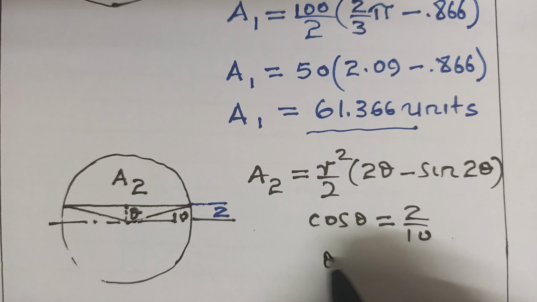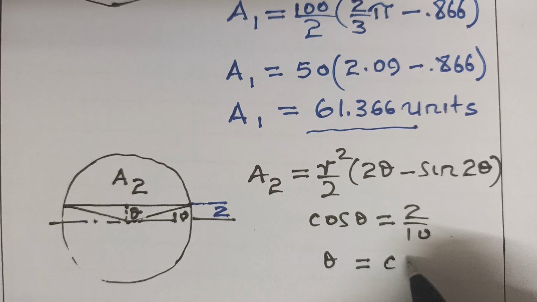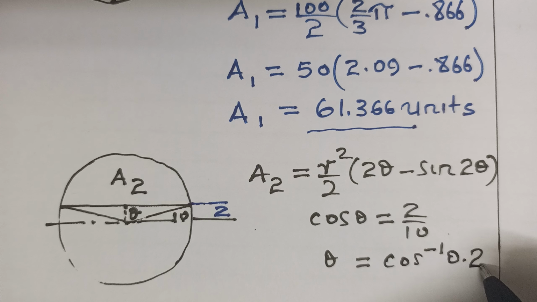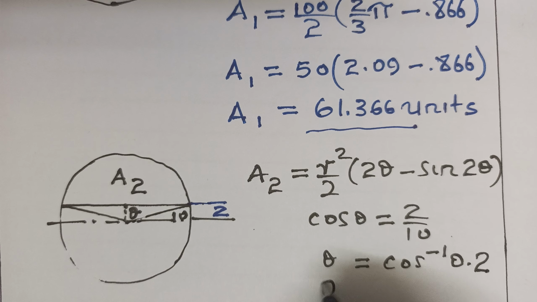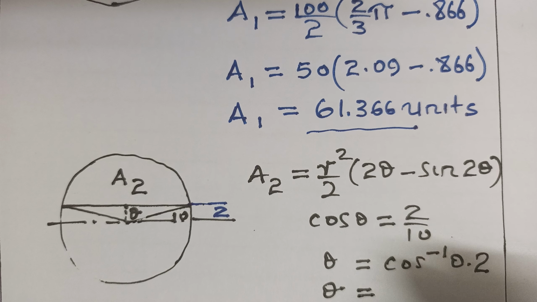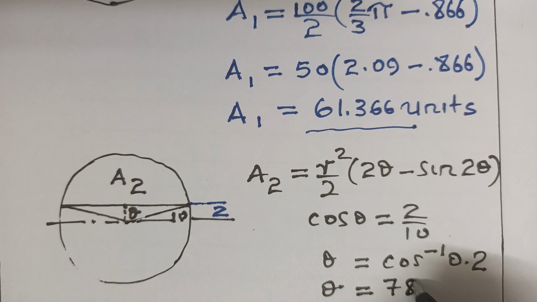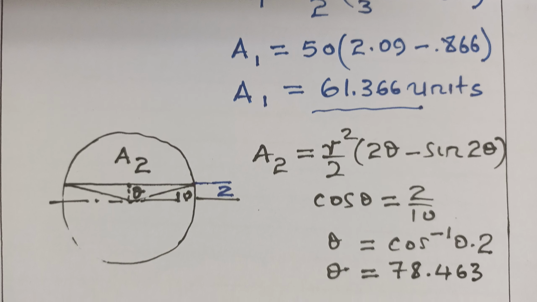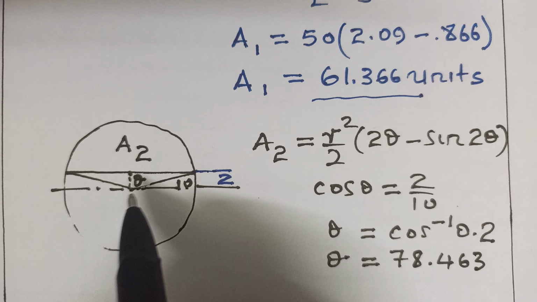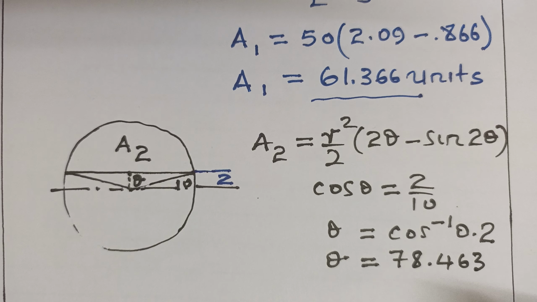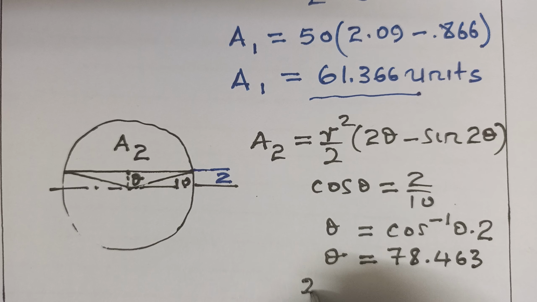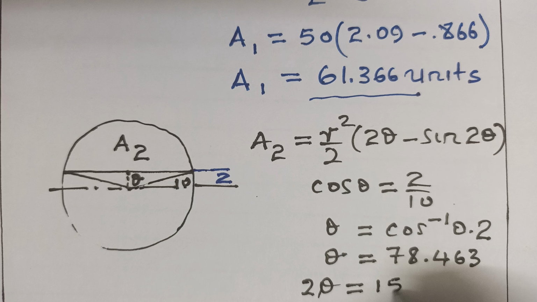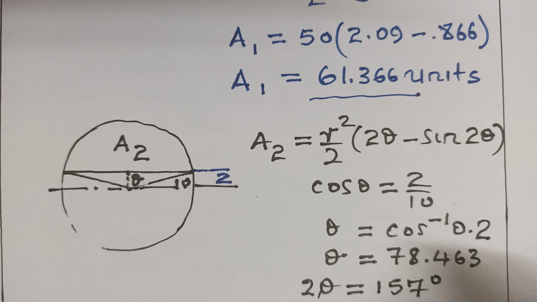And therefore theta equals cos inverse 0.2. Therefore theta will be equal to 78.463 degrees, from the calculator. Now for 2 theta, which is the whole of that angle, you multiply that by 2. That is 2 theta equal to approximately 157 degrees.